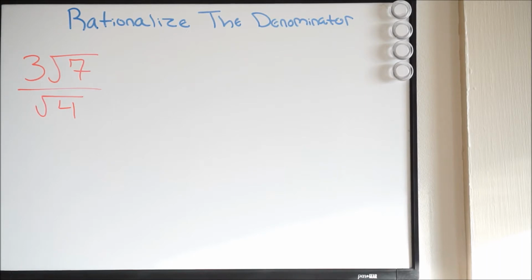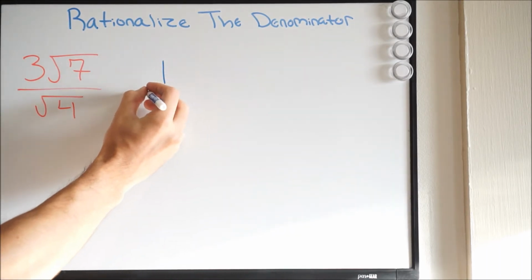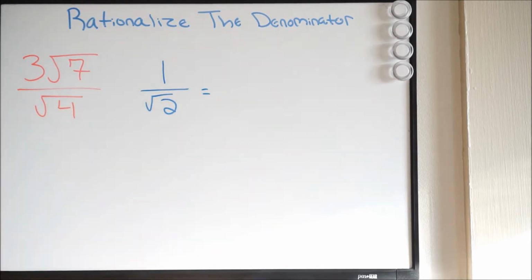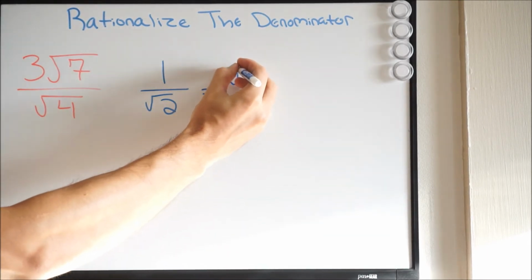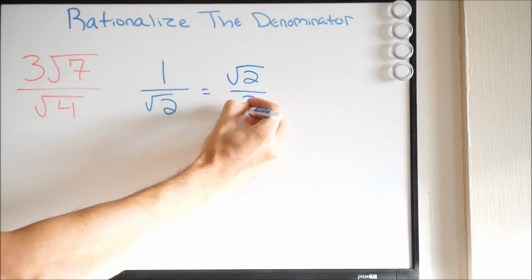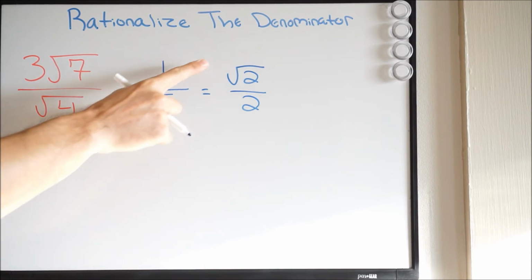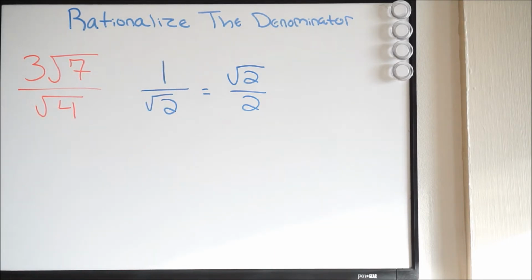So for example, if you had 1 over the square root of 2, this is going to be equal to the square root of 2 all over 2. So notice here my square root is in the denominator, here it is in the numerator. Now if I were to go ahead and write this out, what would I get?